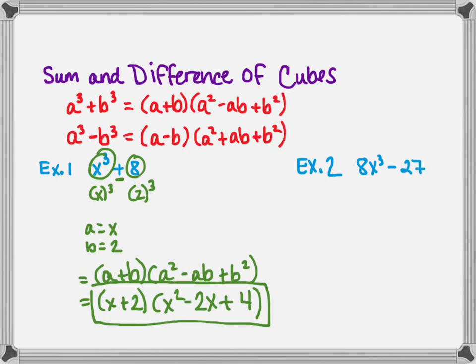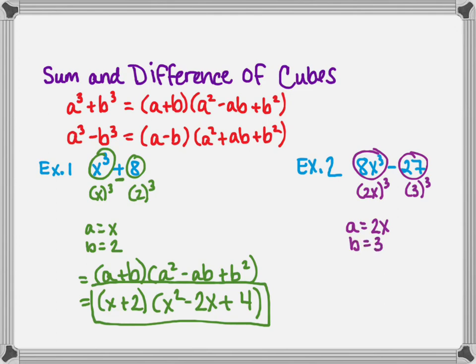Example 2. Here I've got 8x cubed minus 27. And I didn't mention it, but we should always, of course, look to see if there is a greatest common factor that we can factor out first, but we don't have any here. But I do have a perfect cube minus a perfect cube. What cubed is 8x cubed? 2x to the third power is 8x cubed. And what cubed is 27? 3 to the third power is 27. So here a is 2x and b is 3.